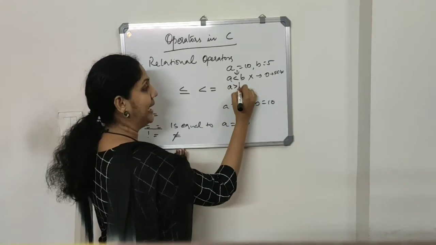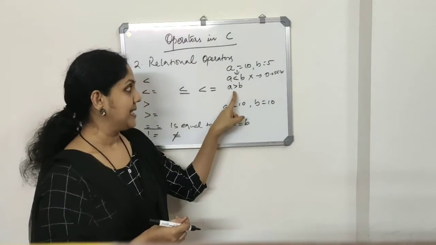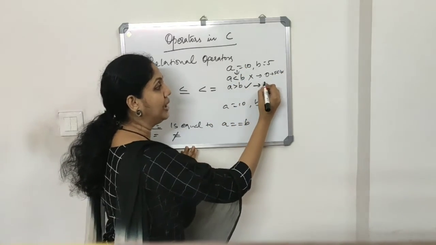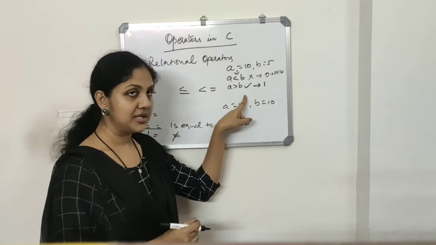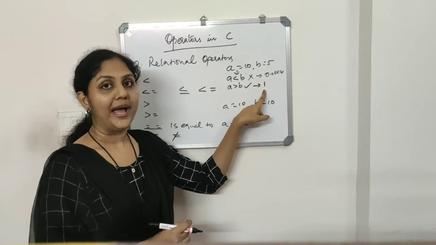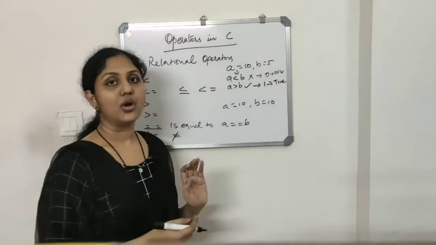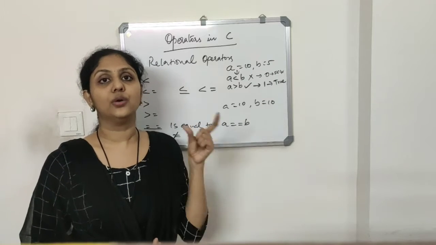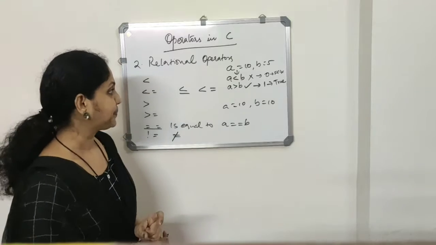Suppose I am asking A greater than B. If A is greater than B, yes, here 10 is greater than 5, so it will return a value 1. If the statement is correct, if the expression is correct, then it returns value 1, which represents true. So relational operations always return either a true value or a false value, that is either 1 or a 0.